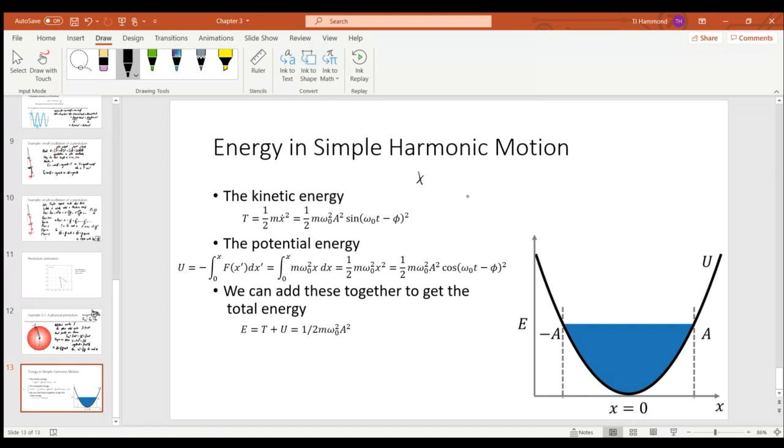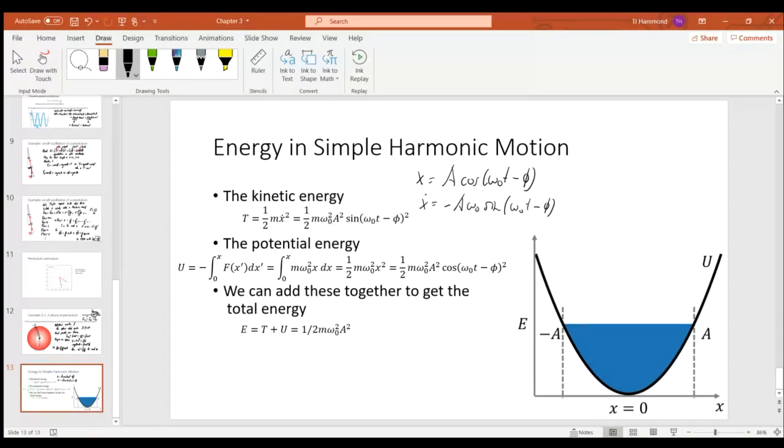Now, since x is going to be A cos(omega naught t minus phi), that means that x dot is going to be minus A omega naught sine(omega naught t minus phi). So we just substitute that into our kinetic energy, and we say T is equal to 1/2 m omega naught squared A squared sine squared(omega naught t minus phi).